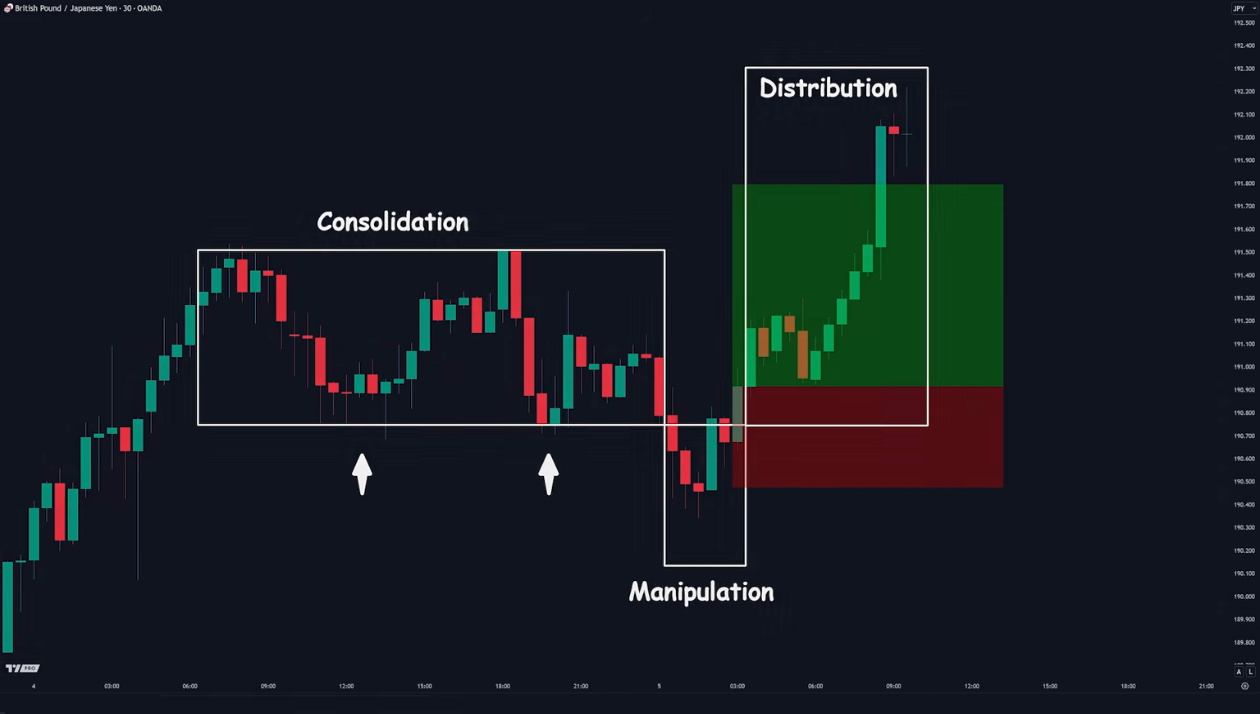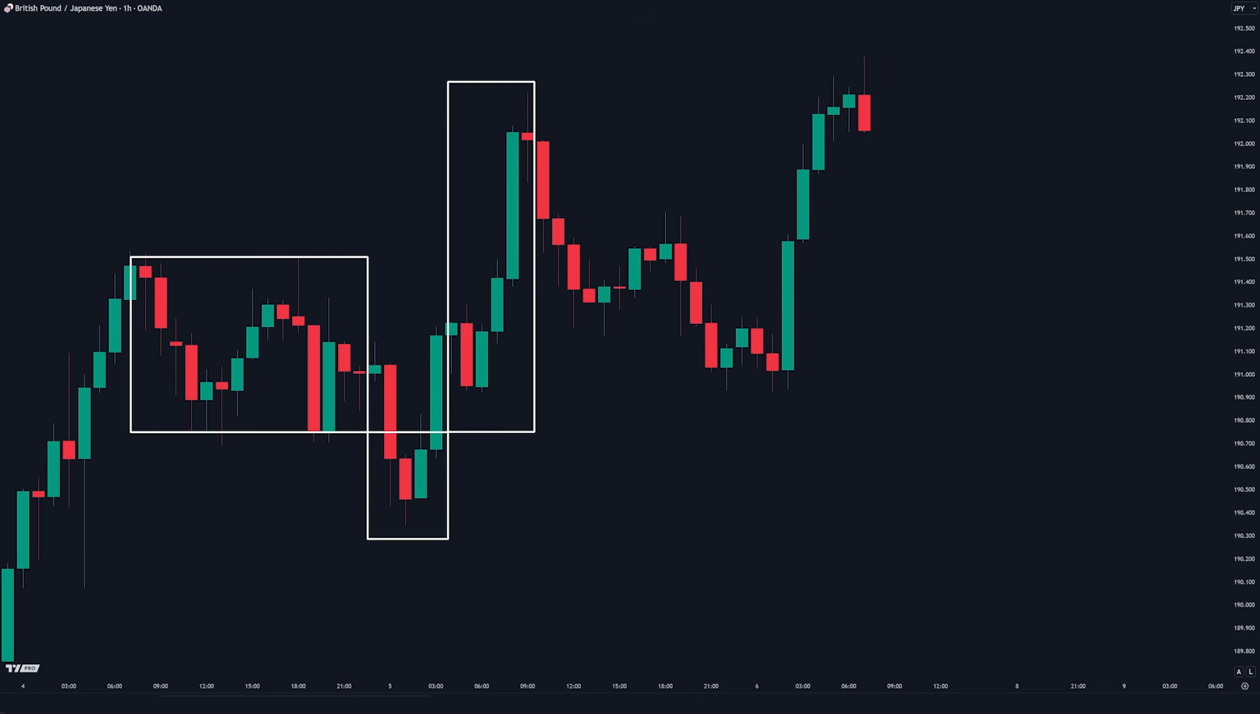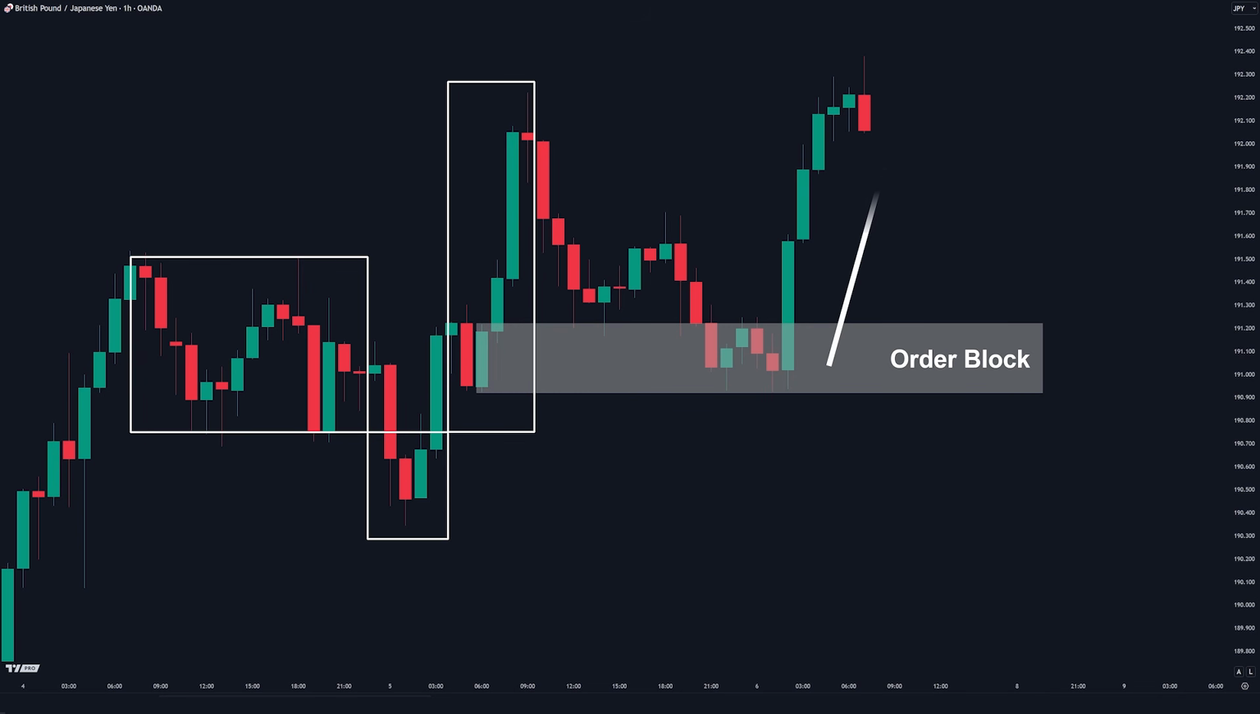Additionally, if you check the 1-hour chart, you'll see that the conditions were also ideal for going long with the same power of 3 signal. This 1-hour order block could have been another excellent opportunity to place a trade.